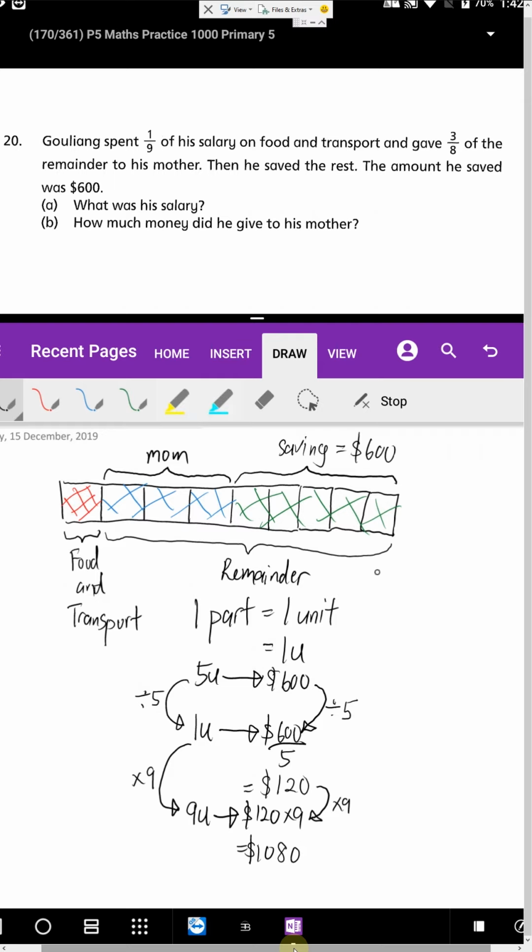Okay, now you have solved the first part. That is $1,080. So how about the second part? How much money did he give to his mom? So mom got 3 units. You should know how to find the amount of money that was given to his mom. So 3 units represent how much? You just need to times 3, right? You know 1 unit is 120, so you just need to times 3. What do you get? $360. So that's all. We have solved this question.